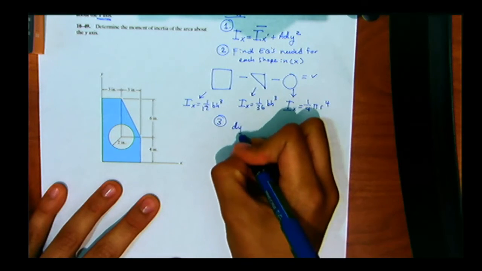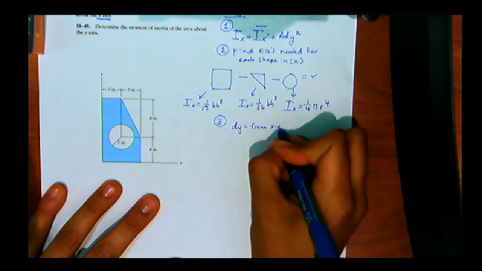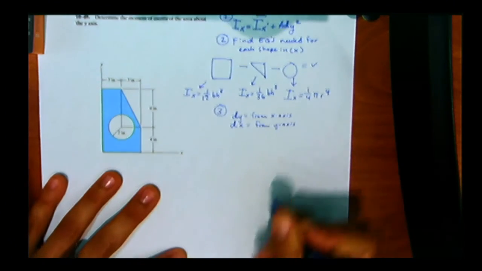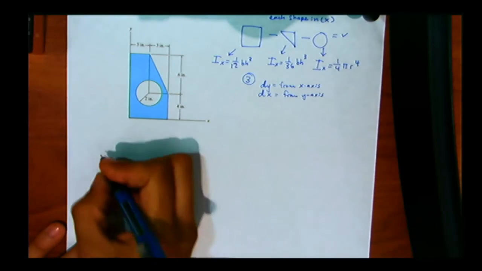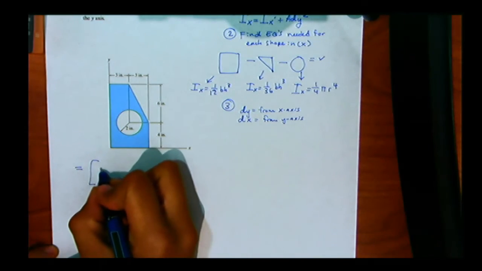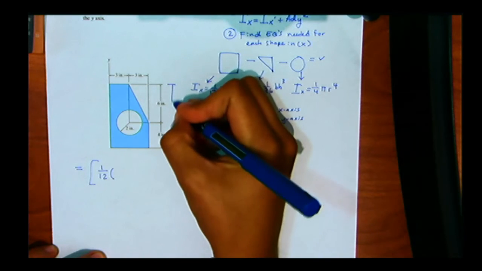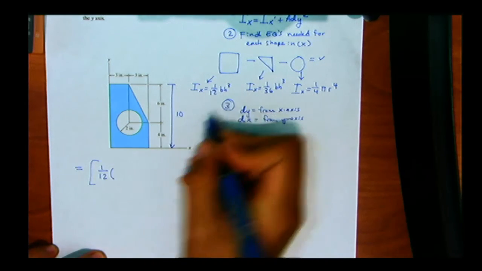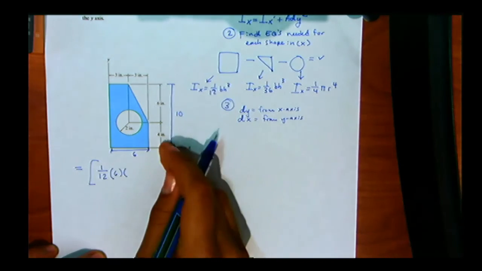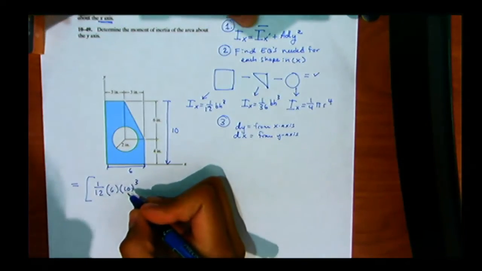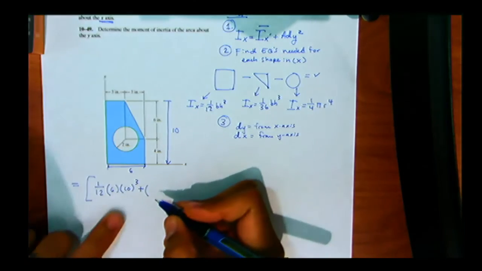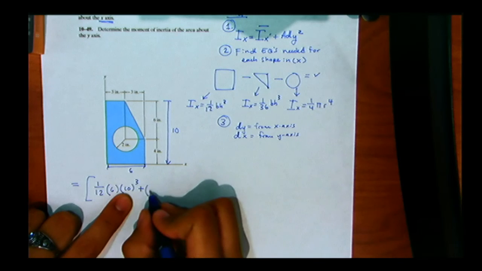1/12. Its whole distance is 10. Our base is 6, right? And our height is 10, cubed. I'm following this, okay? Plus area. So our area, you can just take it from this. So 6 times 10. And now dy squared. So like I said before, it was from x-axis. So it'd be half of 10, right? Squared. Do you see that? And that is for our big rectangle.